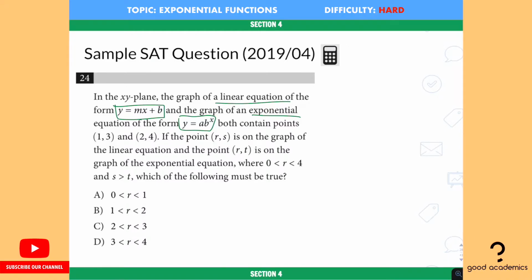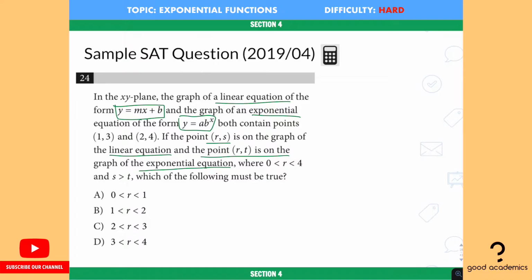If the point (r, s) is on the graph of the linear line, so you can see the information is getting piled up, and you have to make sure that you are not being confused by this information. And the point (r, t) is on the exponential equation, where r is between 0 and 4 and s is greater than t. Which of the following must be true?